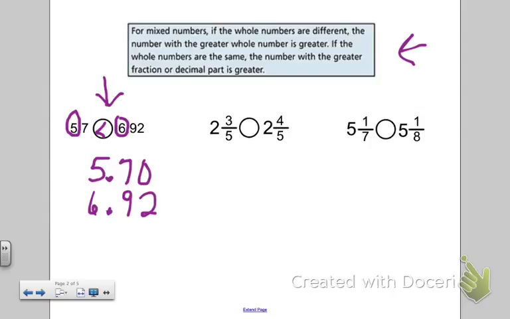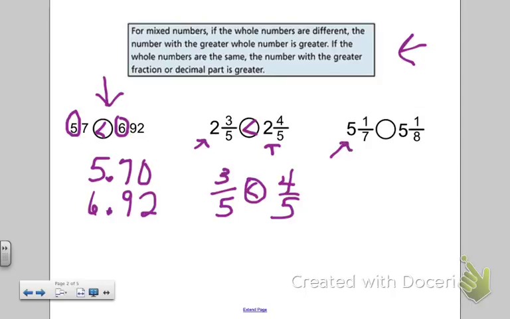However, what if the whole numbers are the same? Well, if the whole numbers are the same, then you have to compare just the fractions. So here I have to compare 3/5 and 4/5. Well, this time I've got denominators that are the same. And if you remember the rule, if you have the same denominator, then you compare the numerator. And the greater the numerator, the greater the fraction. So 4/5 is greater than 3/5, meaning 2 and 3/5 is less than 2 and 4/5.